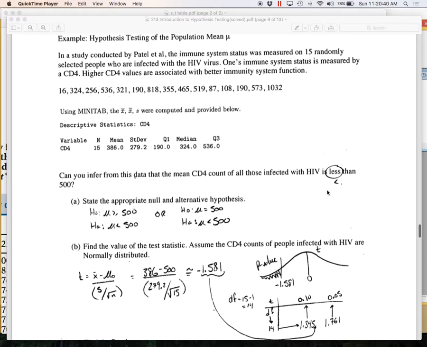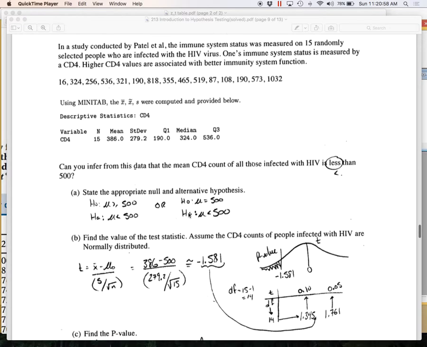Okay, so here, setting up the hypothesis, very important. Here, less, that is not less than or equal, it's just less than. So here, mu, the average, is less than 500. That would be in the alternative. There is no equal sign here. Okay, or the null is just mu is equal to 500.